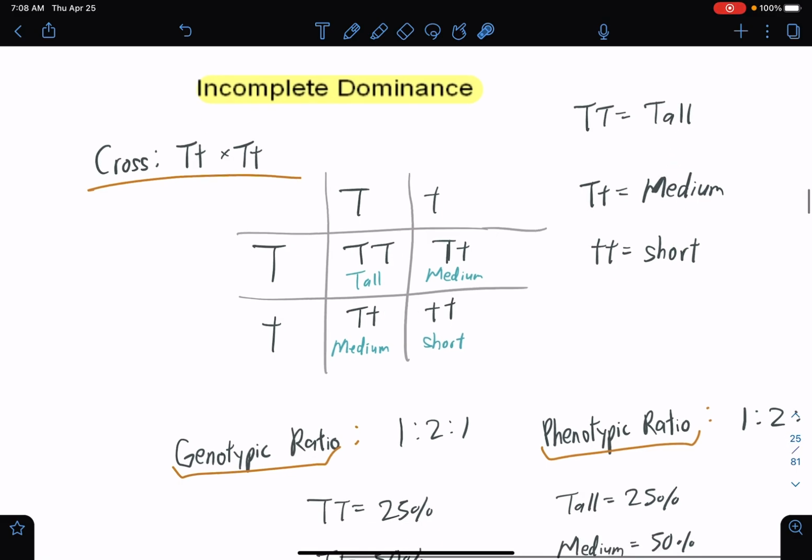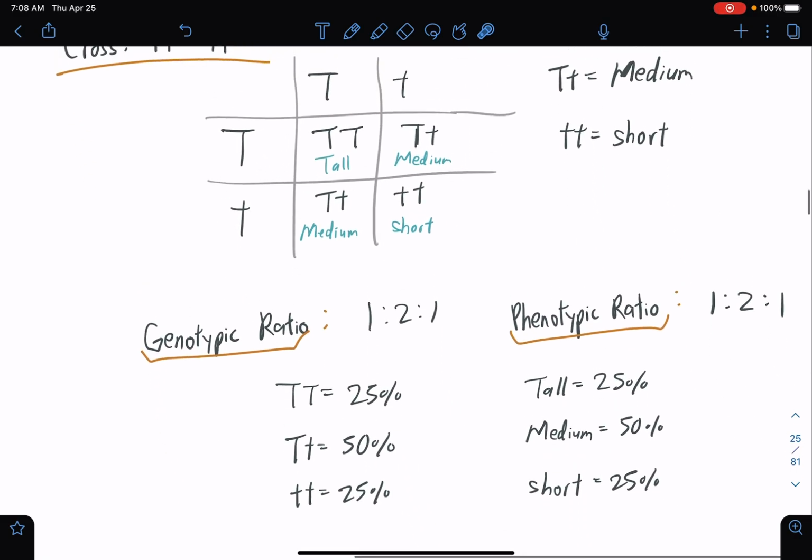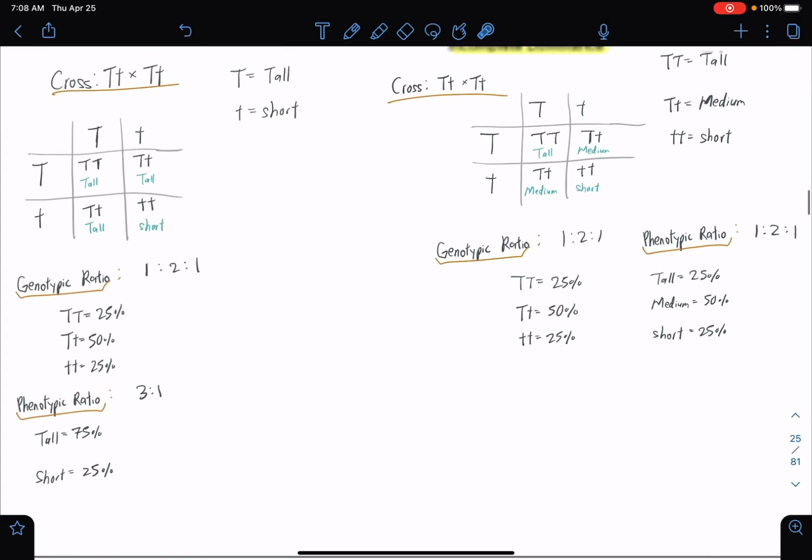So yeah, what is the genotypic ratio? The same thing. Phenotypic ratio, well, instead of being 3:1, since we have another trait called medium as a result of incomplete dominance, we only have 25% tall, 50% medium, and 25% short.